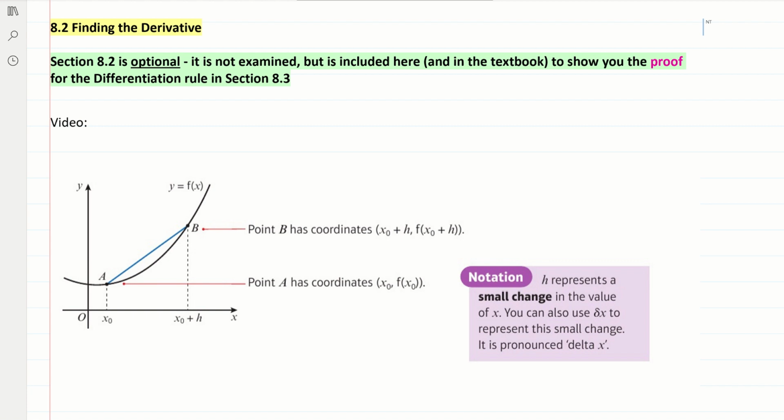that particular point. And we've said that the letter h represents a very small change in the value of x. It's a very small distance away from the point A. And they've said that you can also use delta x. That symbol is delta, and again, it represents a very small change.